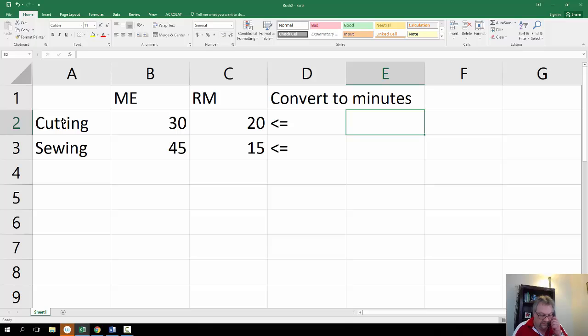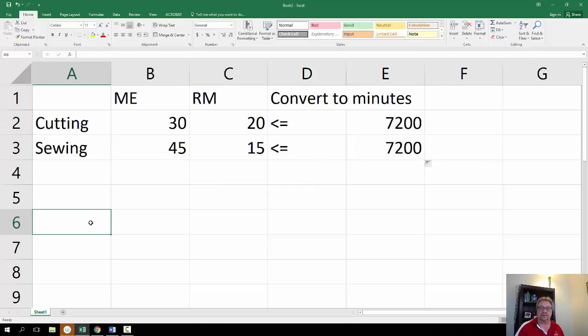If I convert these all to minutes, I've got 120 hours times 60 minutes per hour, so I've got 7,200 minutes. Oh, wait a minute. Both are 120, so great. Just copy this down. All right, there are two of your constraints. Now I've got one more, and I'm going to come back to that constraint in just a minute.